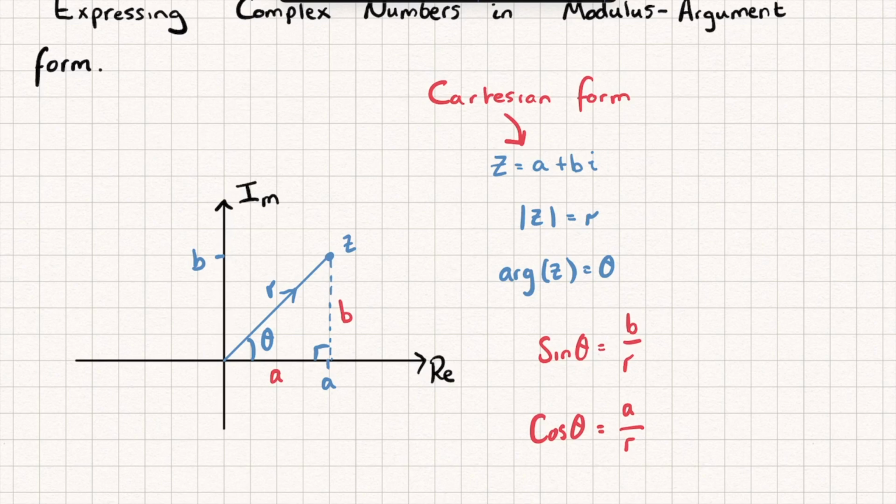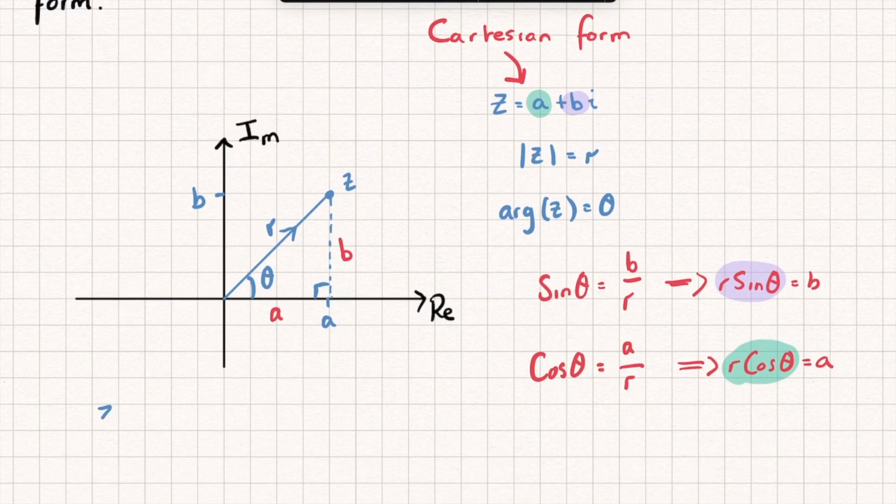Let's now rearrange these to make both b and a the subject. So I'm going to multiply both of them by the modulus of our complex number, and I get r sine theta is equal to b, and for this one I'm going to get r cos theta is equal to a. Okay. Let's now substitute these values into our original Cartesian form. So where I have a, I'm going to be writing r cos theta, and where I have b, I'm going to be writing r sine theta. So let me write that just down here.